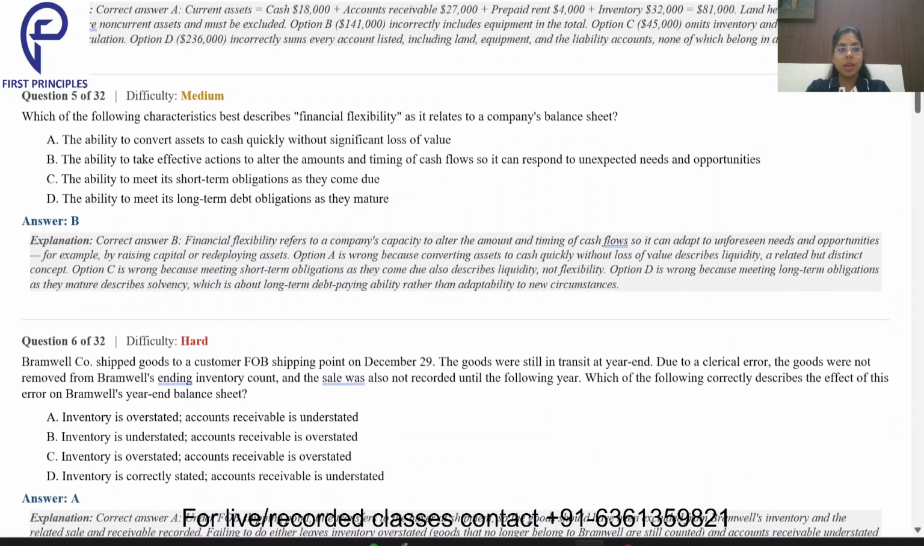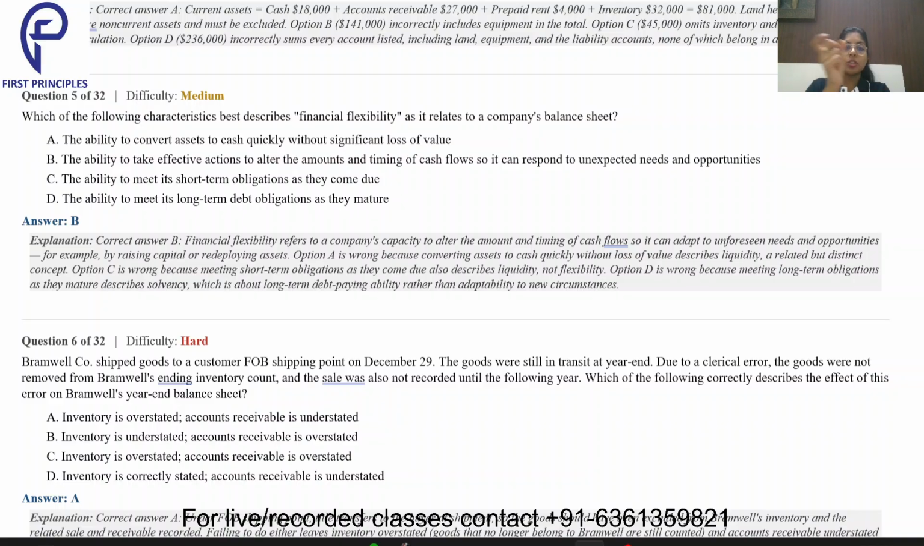Coming to question number 5. Question 5 is about which of the following characteristics best describes financial flexibility as it relates to a company's balance sheet. Okay, this question is quite important. We might get confused between two options in this question. I'm giving you a heads up. This might happen with us in the exam also, that we might feel that two options could be correct for a particular question, but what we have to do is choose that particular option which is relatively more accurate in that particular scenario.